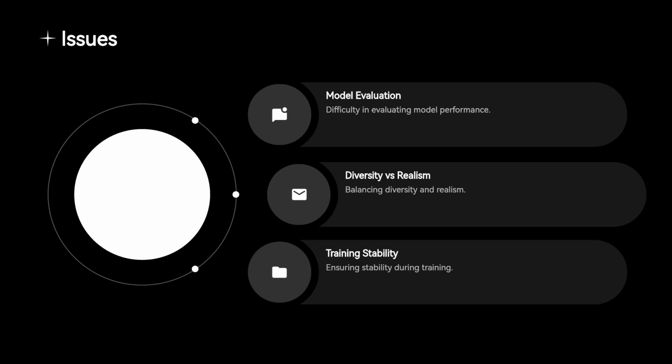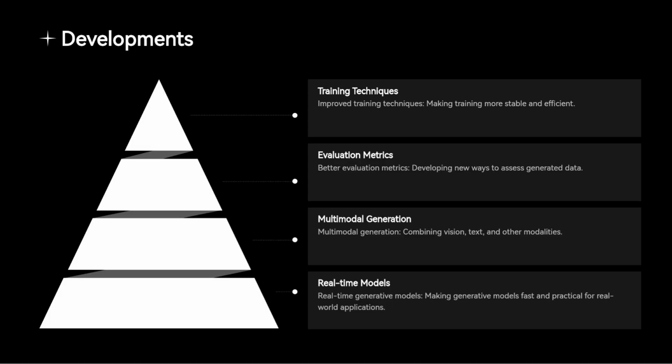Diversity versus realism. Achieving both diversity and realism in generated data is a challenge. Sometimes a model may generate highly realistic but non-diverse images, or the reverse. It may generate diverse images that lack realism. Training stability. Training GANs in particular can be unstable, requiring techniques like WGANs, progressive growing, or feature matching to maintain stability and improve convergence. The future of generative models is promising, with several exciting directions for research.